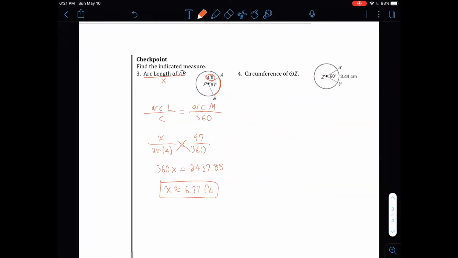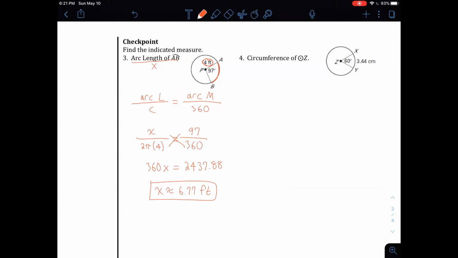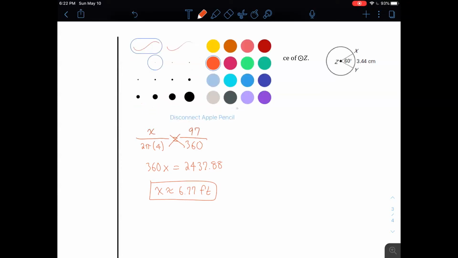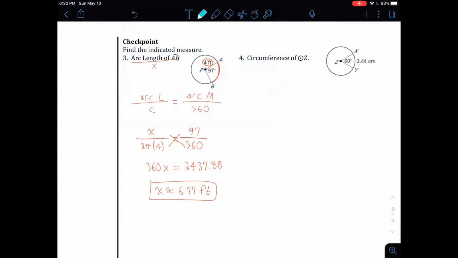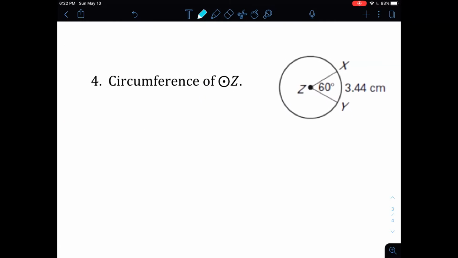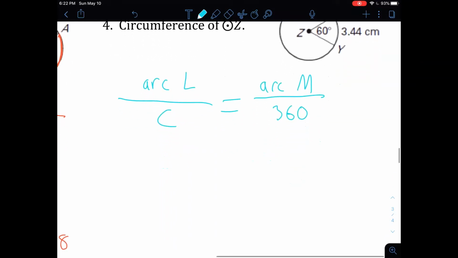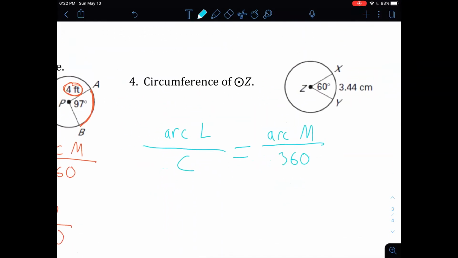Now let's do the last one. It's an important one to do because it's going to be different than the other problems, which is good. So, number 4. We're looking for the circumference of Z. So again, we're going to use the formula: arc length over the circumference is going to equal arc measure over 360. Now, do we know the arc length? Do we know how long XY is here? We do. It's 3.44. We're going to put that on top.